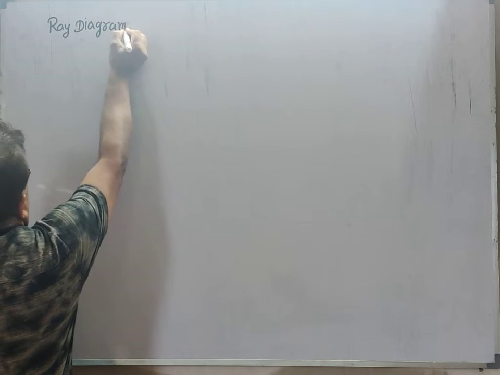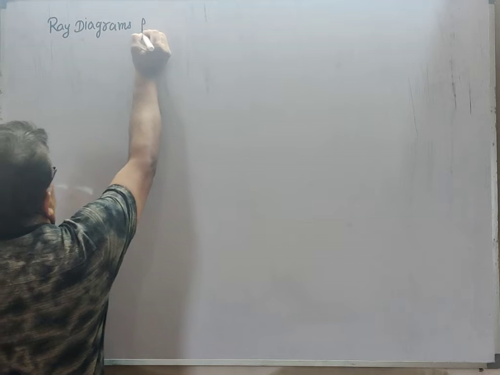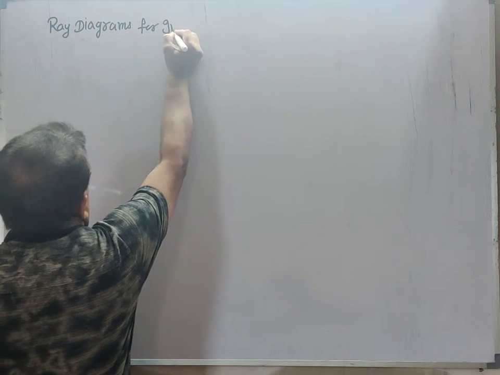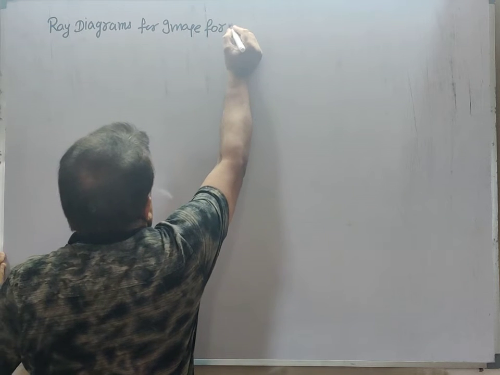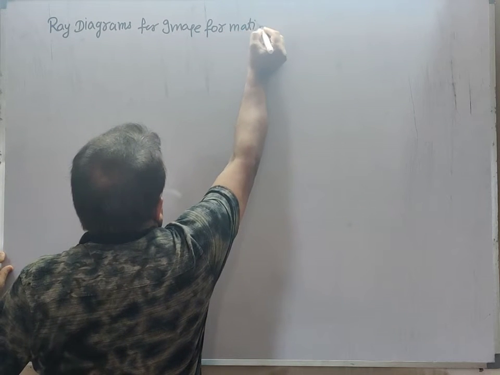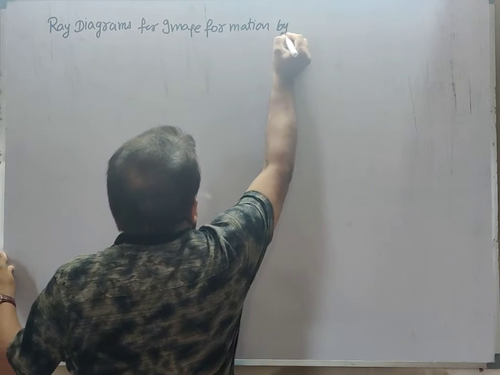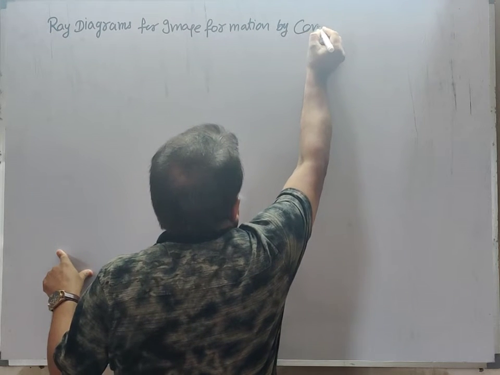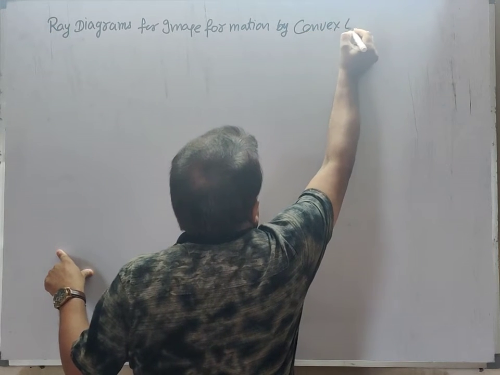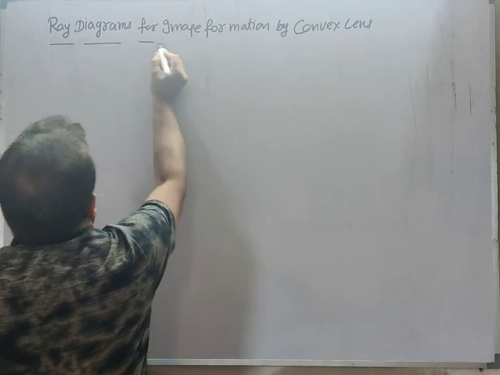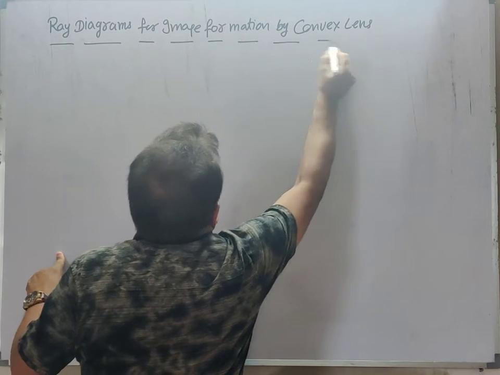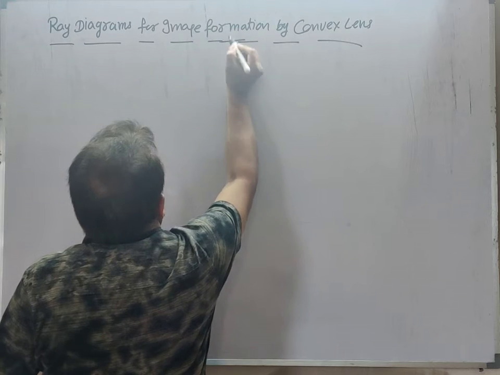Ray diagrams for image formation by convex lens for various positions of the object.